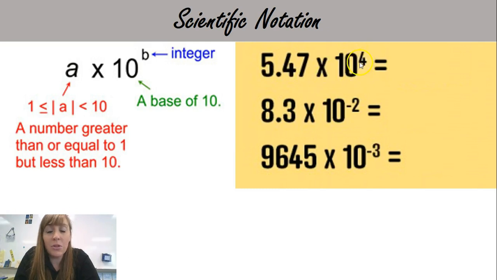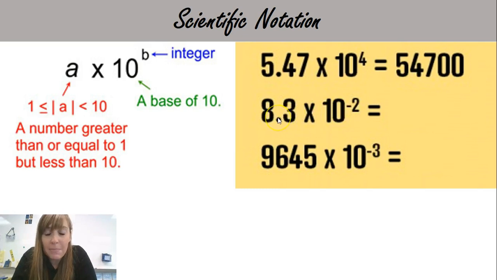5.47 times 10 to the 4th. So since this 4 is positive, it means this number, this coefficient here, needs to get bigger. So we take our decimal and we go 1, 2, 3, 4 spots. And wherever it lands, that's where your decimal is really going to be in the end. Any empty bump gets a 0. So 54,700.